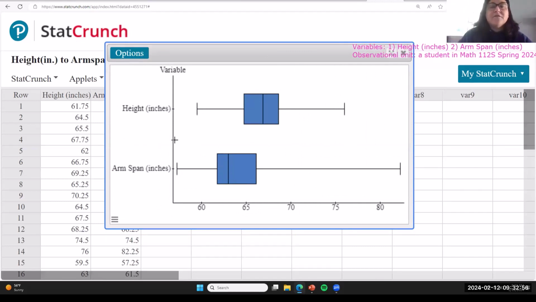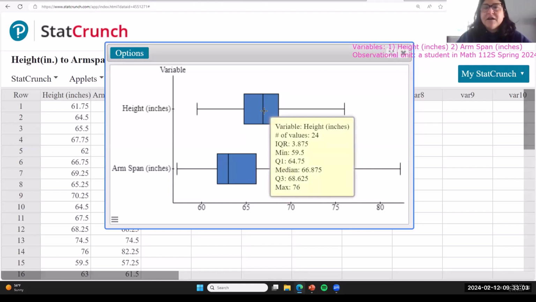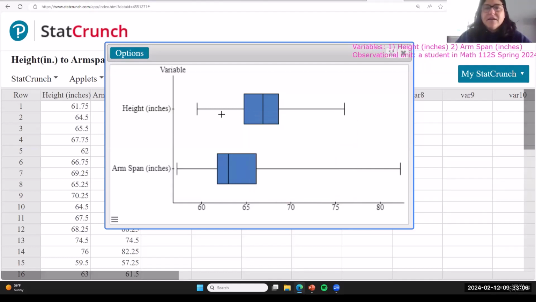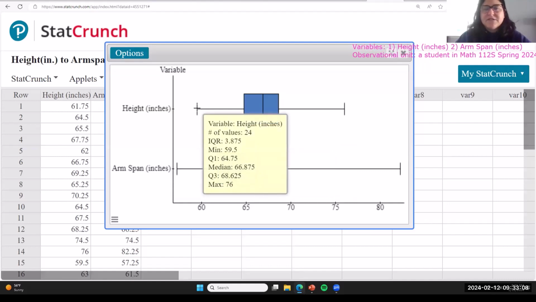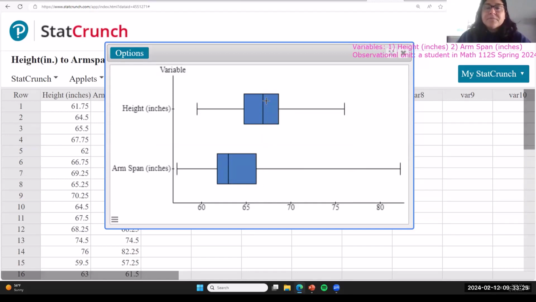And when we hover over each of the box plots, we'll see that we've got a lot of information given to us. If you hover over any part of the box plot that's part of the 5-number summary, it'll come up with this list of data for you. So first thing we see the number of values. There are 24 heights that we collected. That's the number of observations. The IQR comes up first. The IQR, which is the distance of the middle 50%.